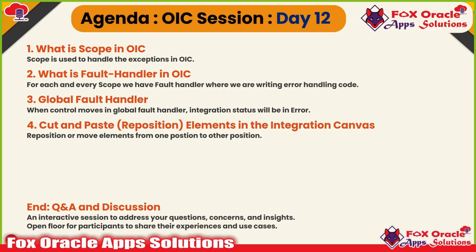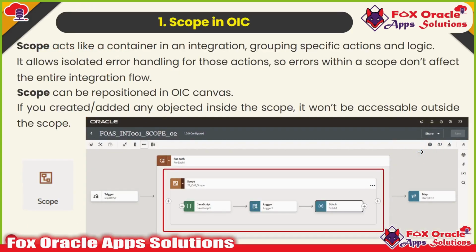And then we have another type of fault handler, that is the global fault handler. We will discuss that too. And while working on these fault handlers and scopes, we will see how we can use the cut and paste option provided in generation 3 to achieve the same thing as repositioning in Oracle generation 2. So that's all we will cover in this session. Let's move to the first slide, which covers the scope.